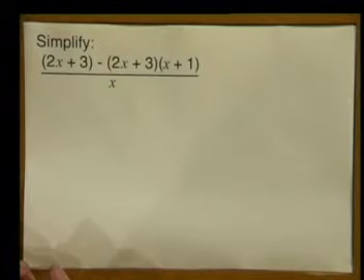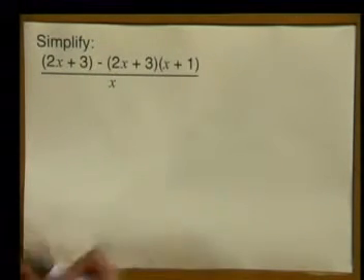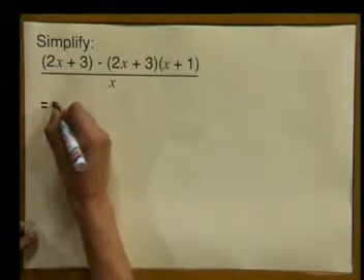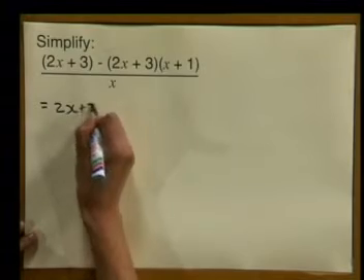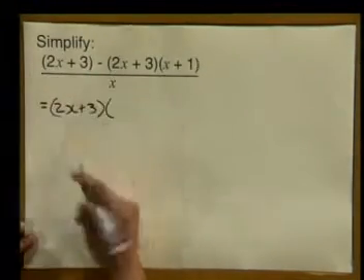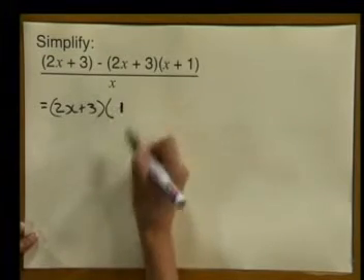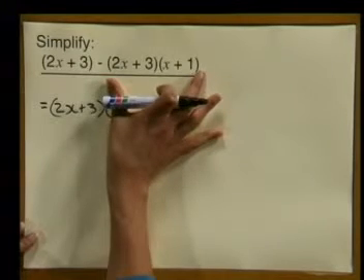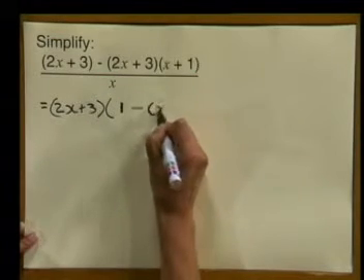Now let's move on to our 4th question. Here we said we must factorize the numerator by taking out the common bracket. So in the numerator, we take out our common factor, which is 2x plus 3. Now, 2x plus 3 divided into 2x plus 3, we are left with 1, minus 2x plus 3 divided into our second term, we are left with x plus 1.